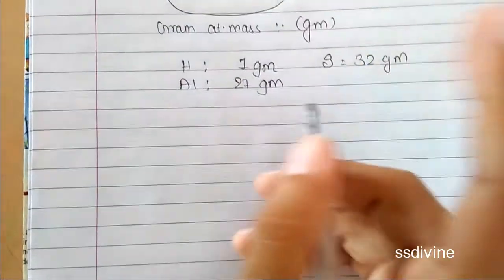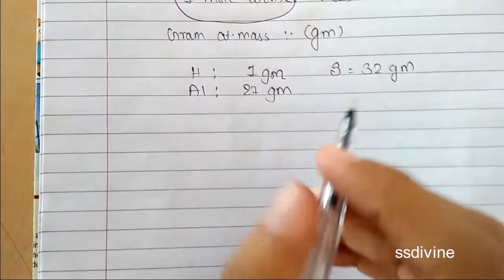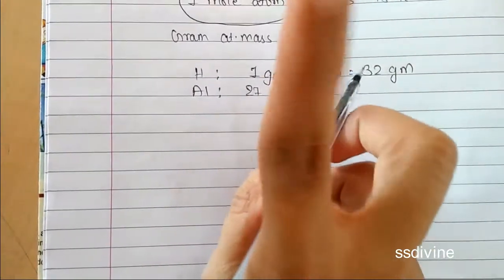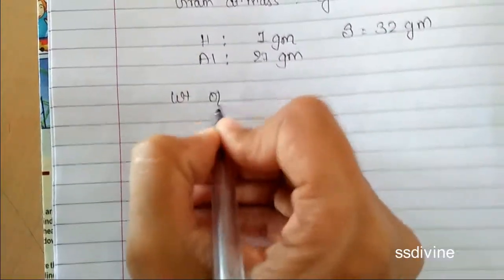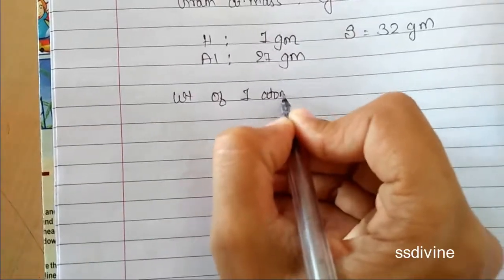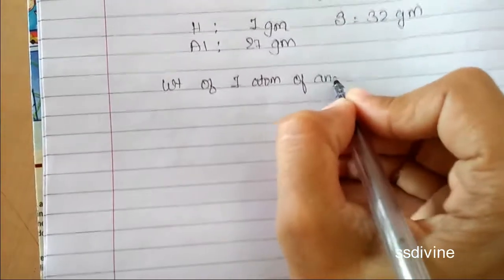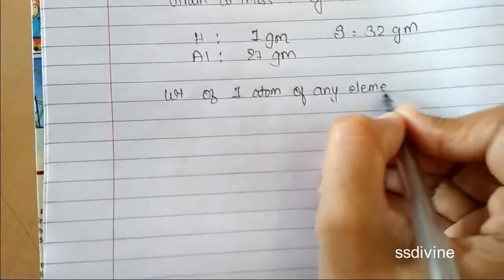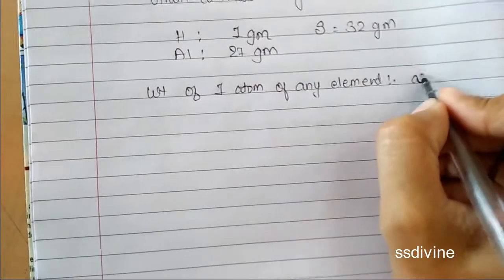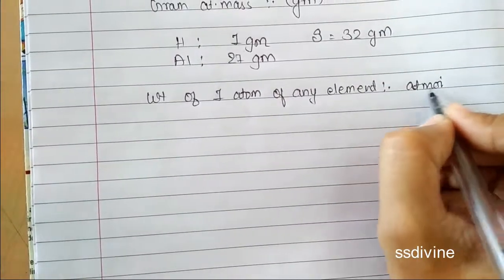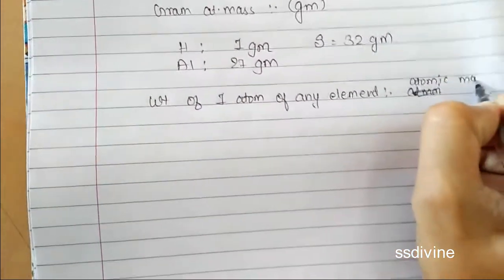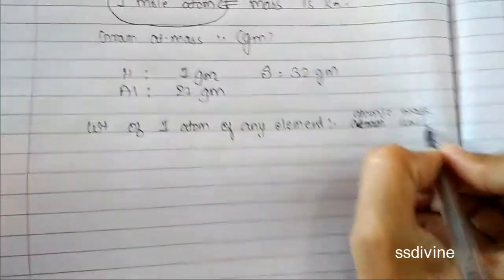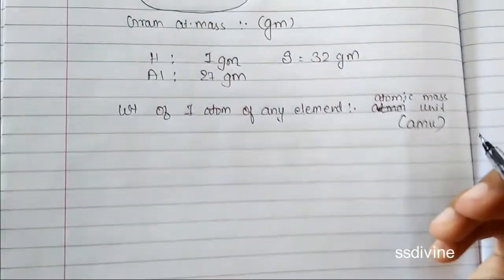Clear? So weight of any one atom of any of the element, weight of one atom is atomic mass unit. So you can say weight of one atom of any element, कोई भी element का एक atom का जो mass होता है, that is your atomic mass unit, and you can express it as AMU, right?